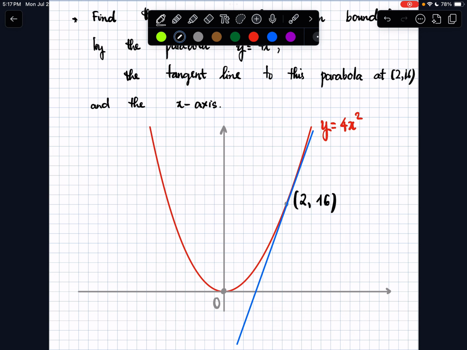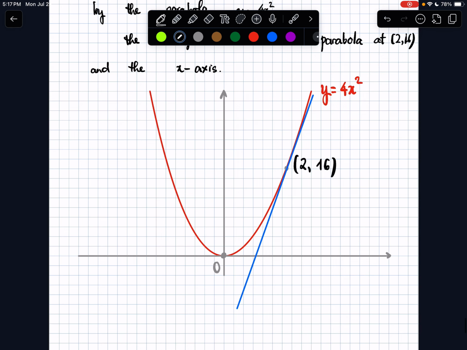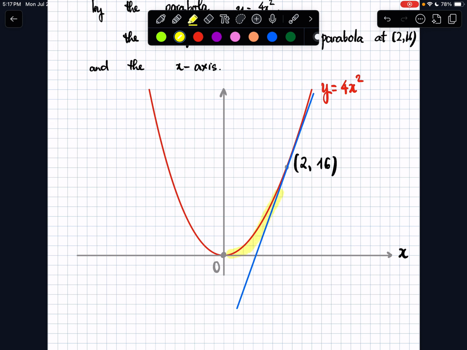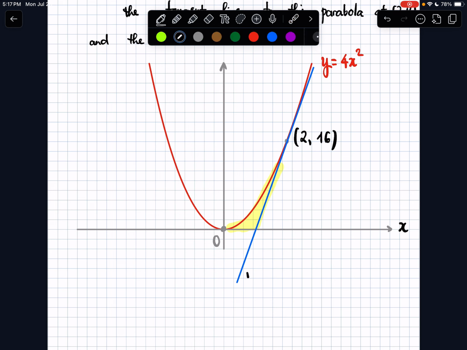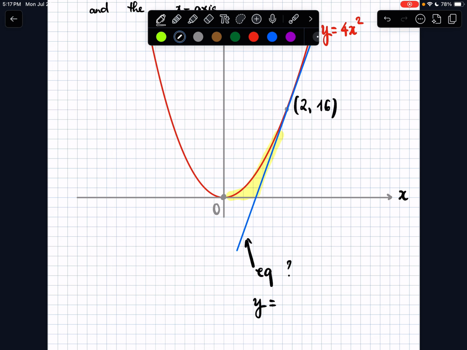We can find the equation of the tangent line. And the last one is the x-axis. Then the region we need to compute the area of is this region. So first, we need to compute the equation of this line. Assume that we have computed it already, and let's say y equals ax plus b.